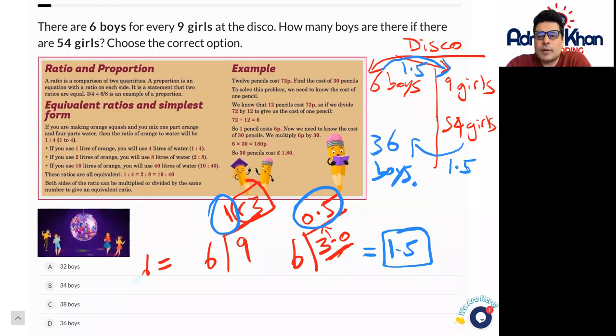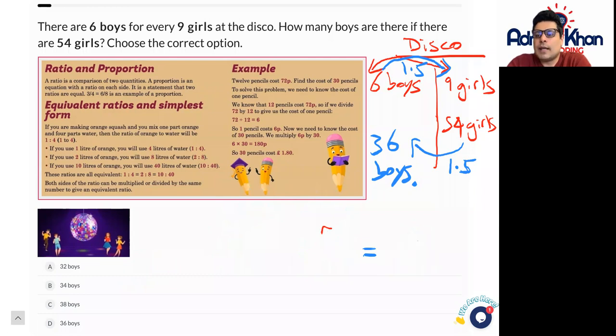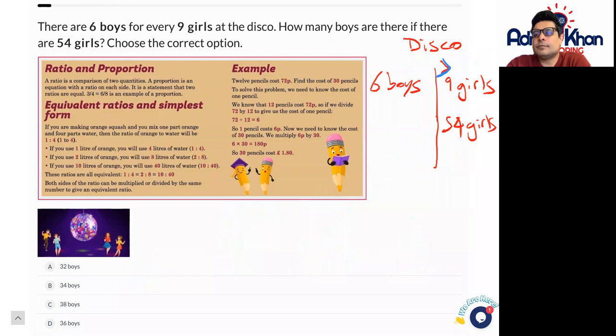But there's another simpler way to work this out as well. Let's just show you one other method of how we can work the scale factors out. So let's just delete this. Okay, so now we know that 9 multiplied by what number gives us 54? So 9 multiplied by 6 will give us 54. So we're going to do exactly the same thing. We do 6 multiplied by 6 equals 36 boys.